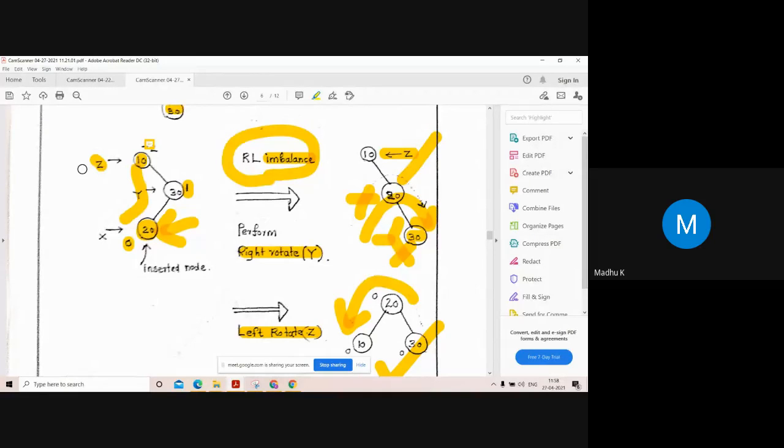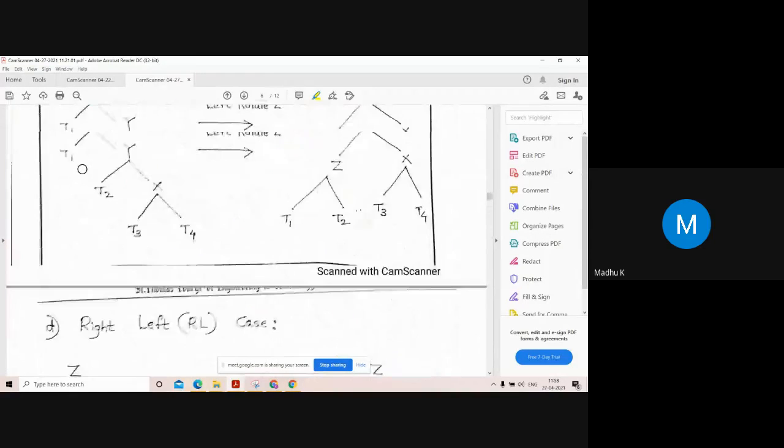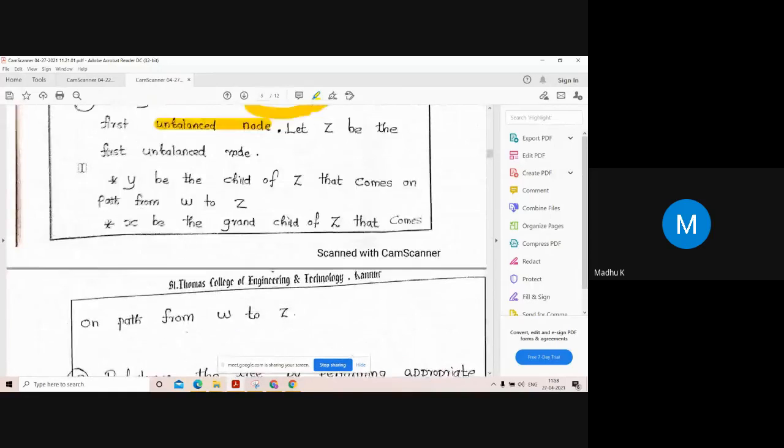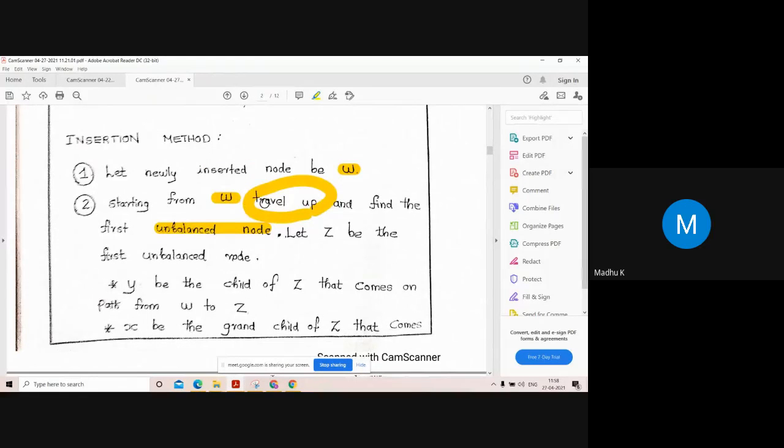Try to understand the procedure. Okay. So this is the procedure. Starting from W, travel up and find the first unbalanced node. Let Z be the first unbalanced node. Now we want to find the Y.